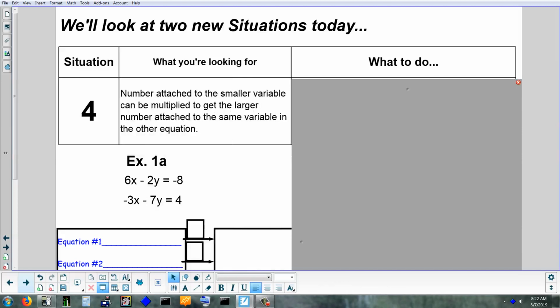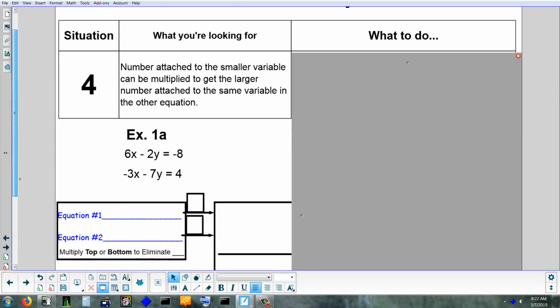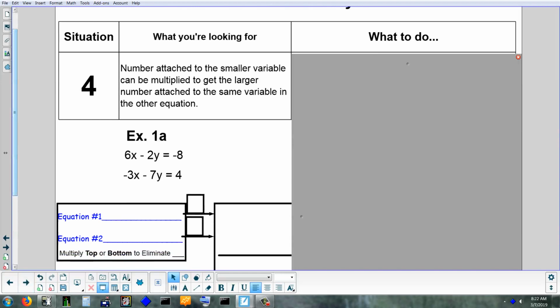All right, so situation 4 and 5, we're not going to be able to necessarily just multiply by a number that we already see there, right? This is what we have to do. We're going to look at the number that's attached to the smaller variable, and see if it can be multiplied to give us the number attached to the same variable in the other equation. So see if the smaller x can be multiplied by a number to make it the bigger x. Or see if the smaller y can be multiplied by a number to make it the bigger y.